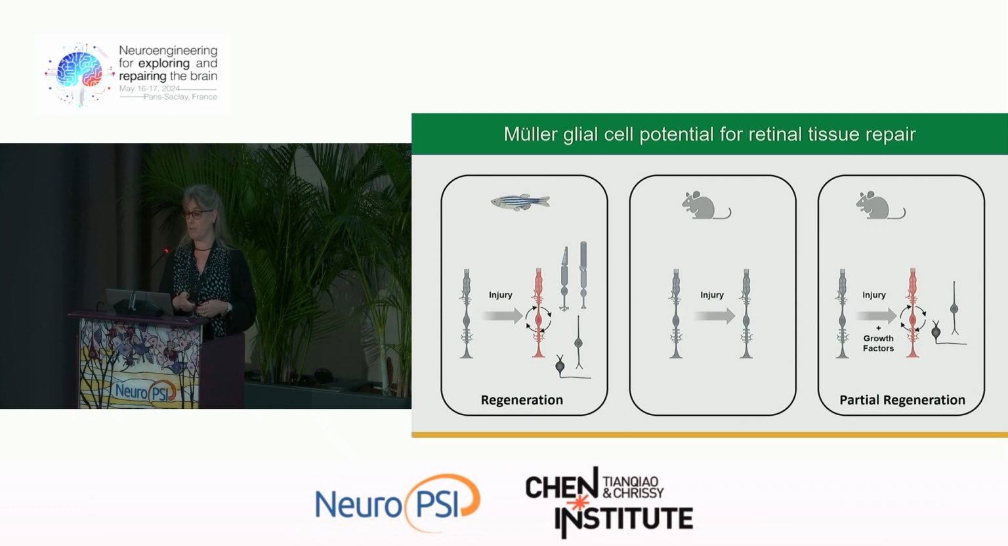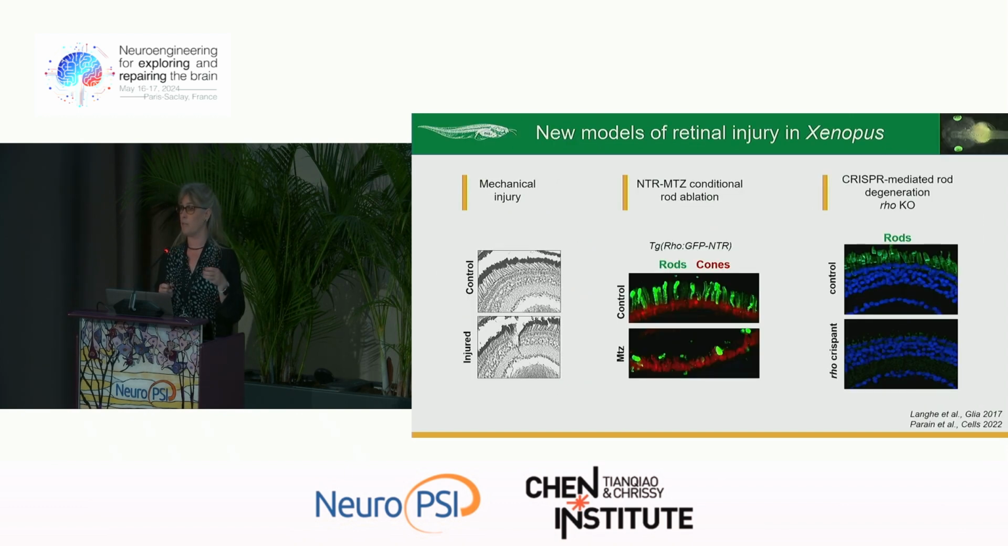And so we developed these last few years different models of retinal injury in an amphibian species, the xenopus frog. Either we perform simple mechanical injury, so we do just a needle poke injury, and then we can analyze the impact on Mueller cell around this injury. Or we develop a transgenic line allowing for conditional and reversible photoreceptor ablation, here cone rod cell ablation, or we also generate a CRISPR model targeting the rhodopsin gene, which is known to be highly frequently mutated in patients afflicted with retinitis pigmentosa.